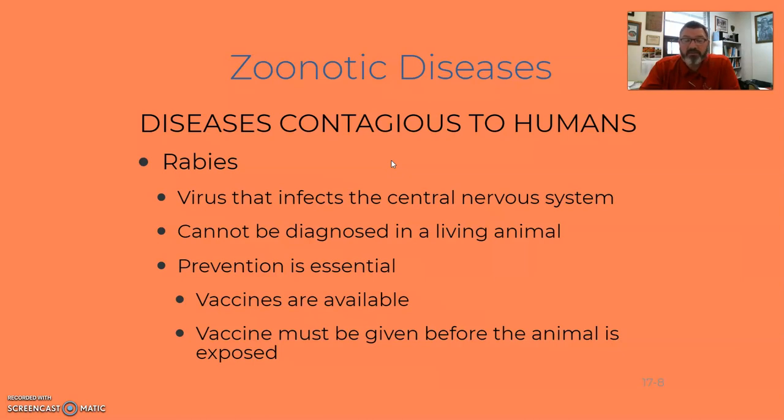The vaccine has to be given before the animal is exposed to rabies themselves. And of course, rabies is carried by a number of other animal vectors, raccoons or other rodents and stuff like that. A vaccine is not going to be very helpful if the dog is already carrying rabies. So you have to be aware that you're ahead of the game here.